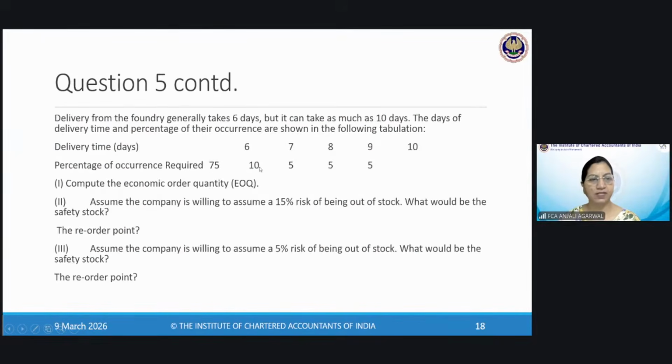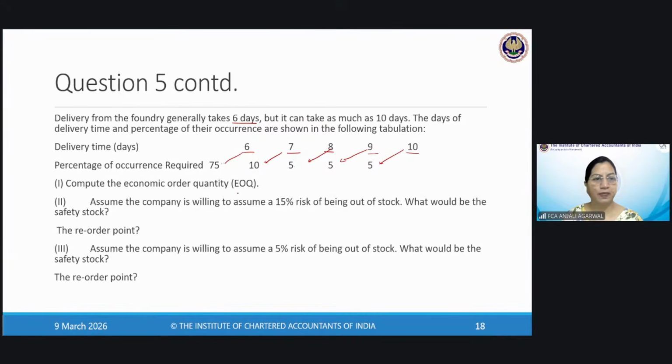So we have one question. You can try this on the similar grounds. Like delivery from a foundry takes 6 days on an average, but it can take as much as 10 days. So it can be 6 days, 7 days, 8 days, 9 days, 10 days. And the percentage of occurrence of 6 days is 75%, 7 days is 10%, 8 days is 5%, 9 days is 5%, 10 days is 5%.